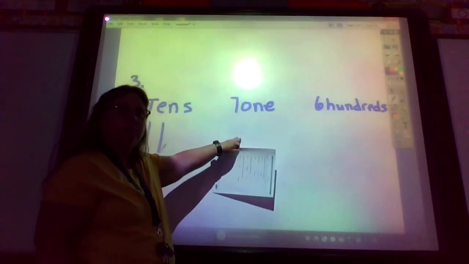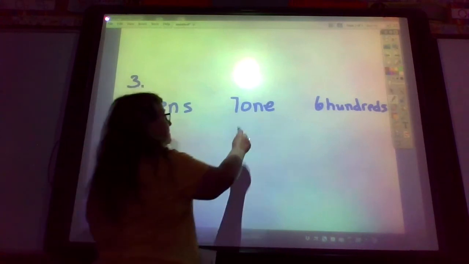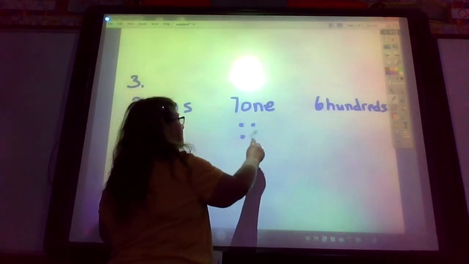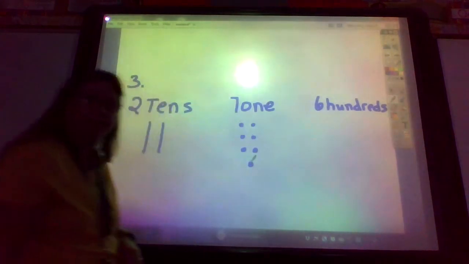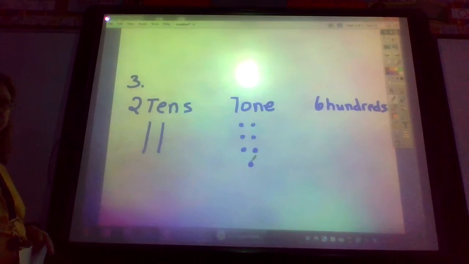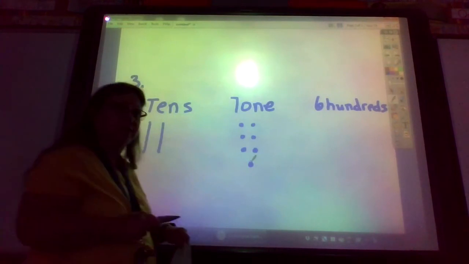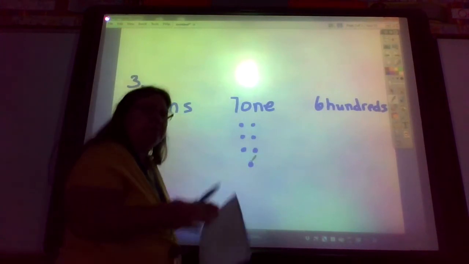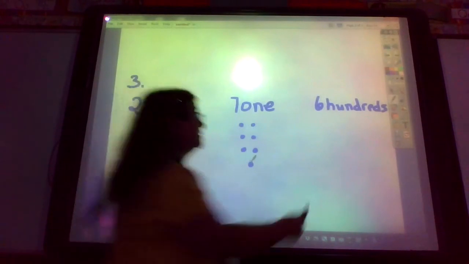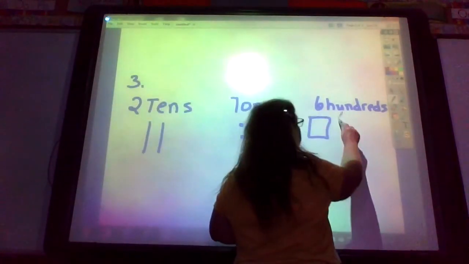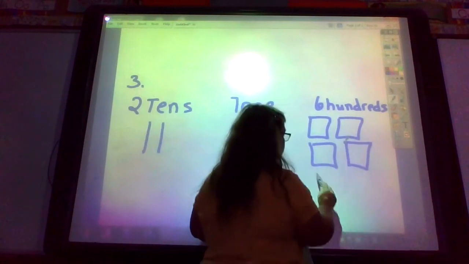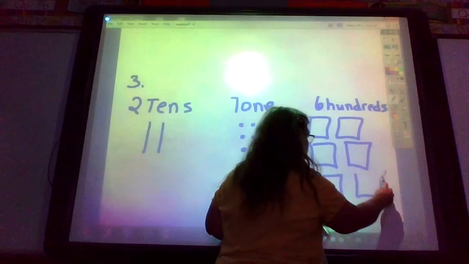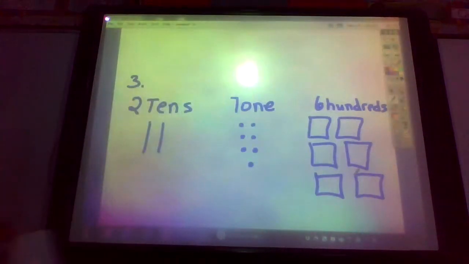7 ones. I'm drawing my dots, because these are ones. 1, 2, 3, 4, 5, 6, 7. I'm done. 7 ones. Okay, 6 hundreds. Hundreds are those squares. I'm going to quick draw 6 hundreds. 100, 200, 300, 400, 500, 600. I am finished drawing.